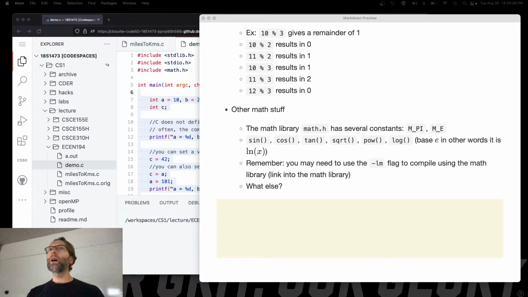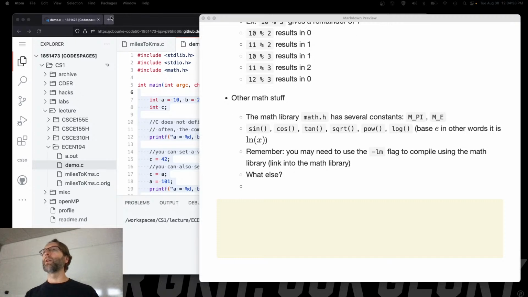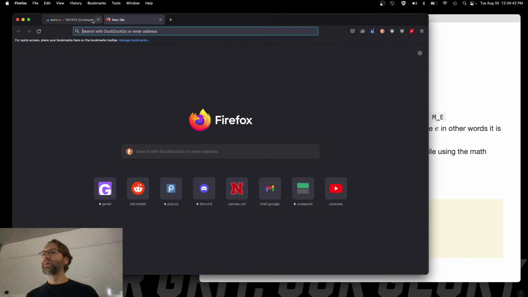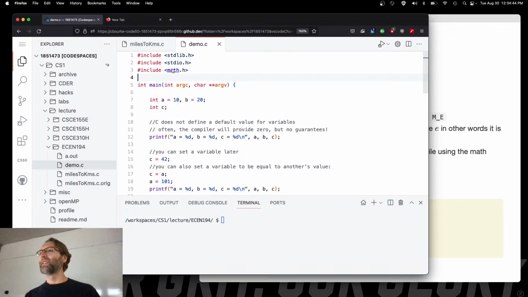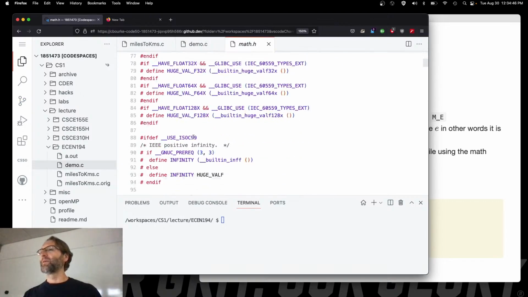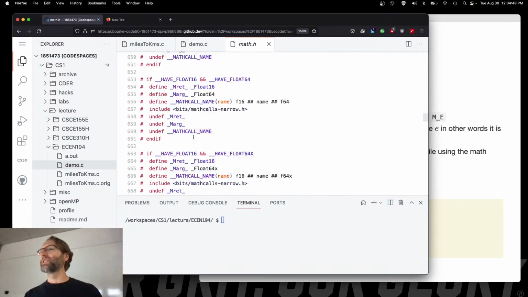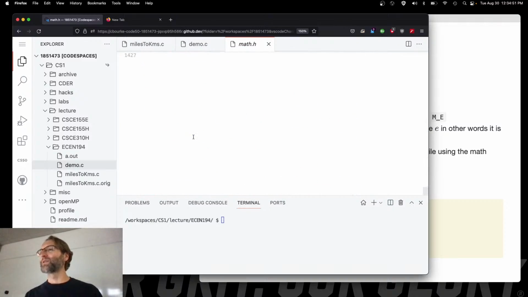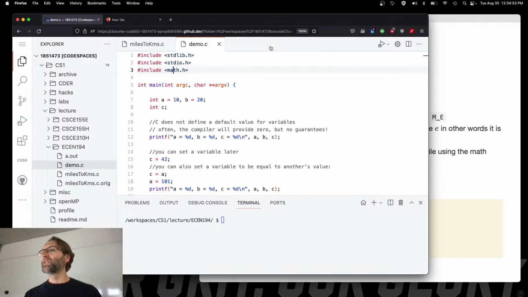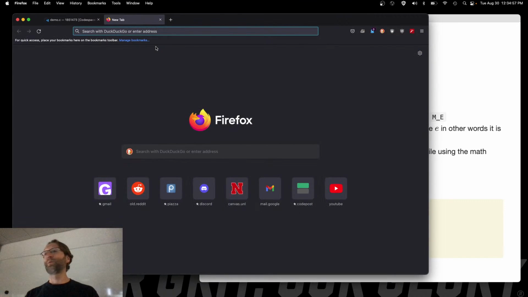What else? How would I know what else is in the math library? You could go to the header and read hundreds of lines of code. It's at least 1,000 lines, maybe 1,500 lines of code. There must be a better way.